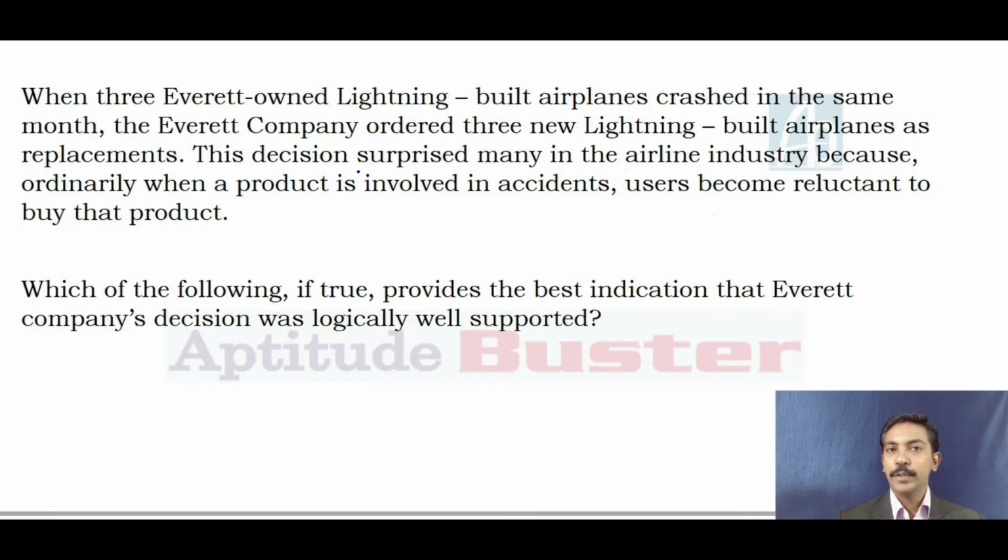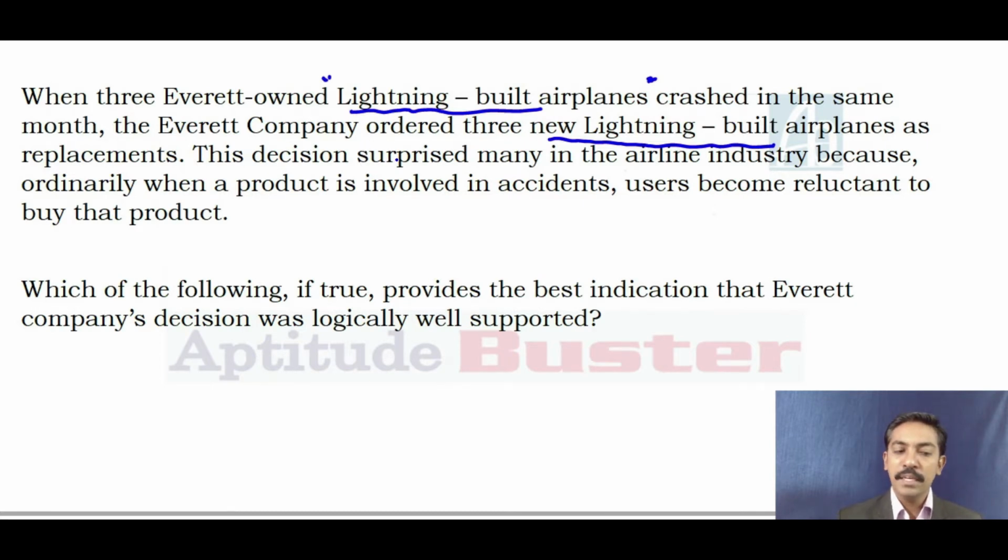While you read the text, you can easily understand the text's meaning. Here it says 3 Everett-owned Lightning-built airplanes crashed. So a particular airline company's 3 planes crashed in a month. The Everett company ordered 3 new Lightning-built airplanes, from which you can understand this airline has lost 3 planes belonging to the same model. It says Lightning-built airplanes. From here we can understand this is one model.